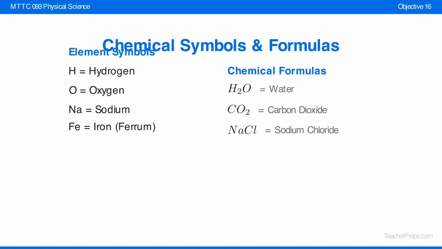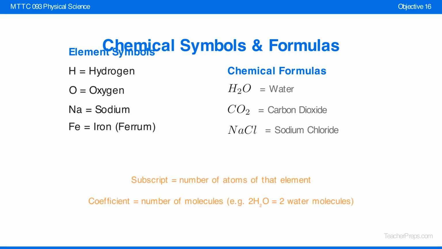Glucose, C6H12O6, has 6 carbons, 12 hydrogens, and 6 oxygens. When you see a coefficient in front of a formula, like 2H2O, that means 2 molecules of water. That gives you 4 hydrogen atoms total and 2 oxygen atoms total.